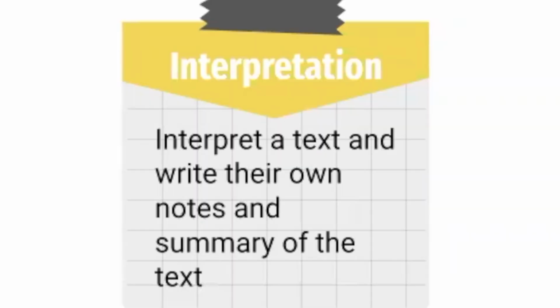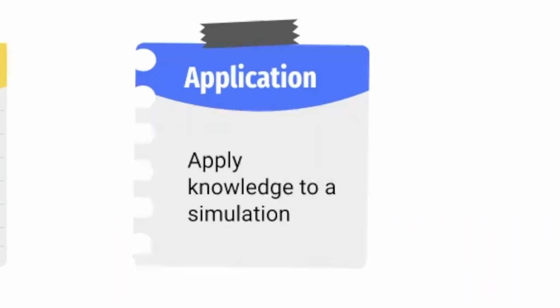The second way to formatively assess knowledge is through interpretation. You can ask students to interpret a text and write their own notes and summary of that text. So it's not just that they're filling in a multiple choice test, but they are interpreting a text and writing their analysis of it.